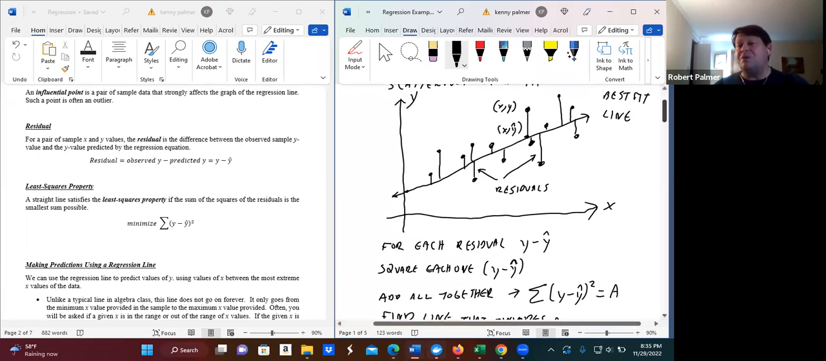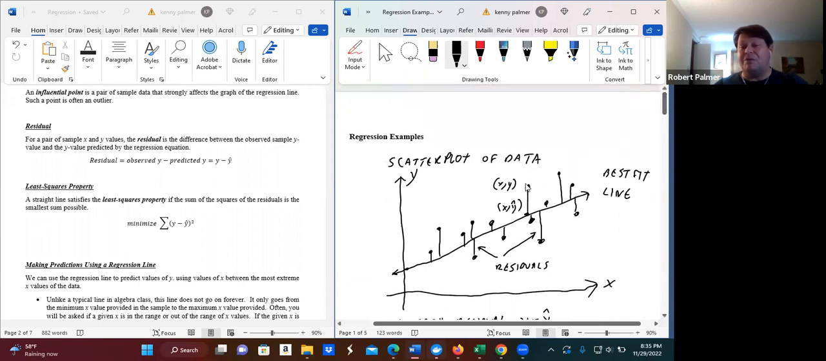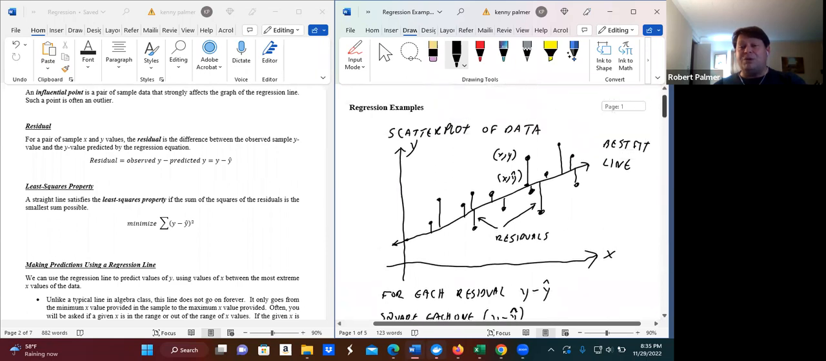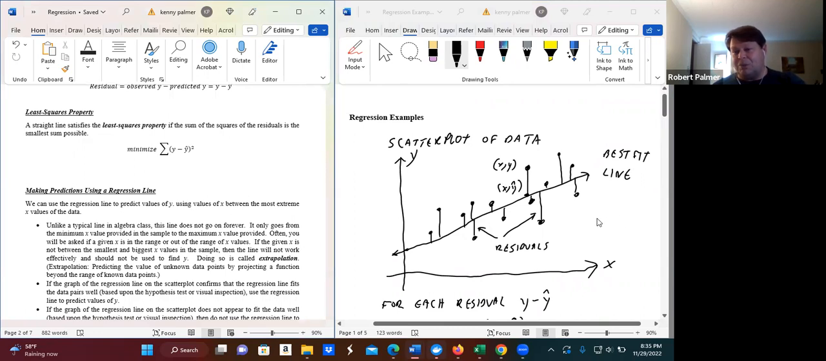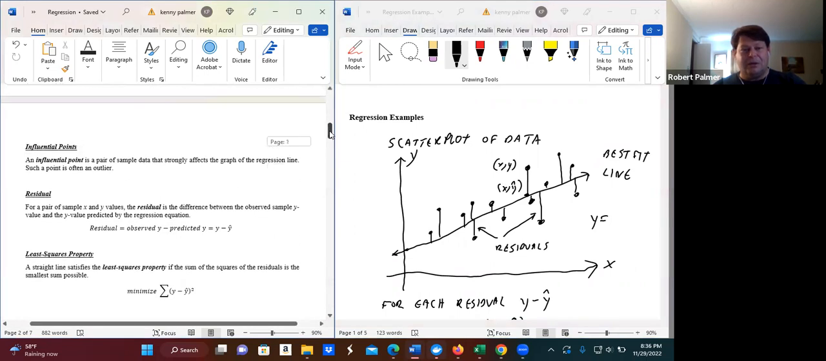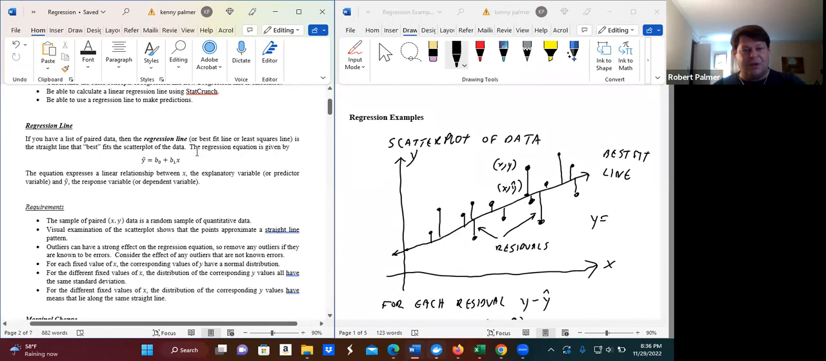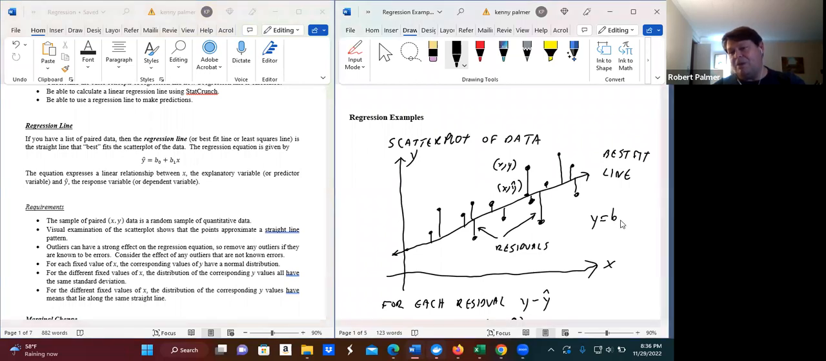Now, one other thing: this is for linear data, for data that appears to fit on a straight line. You can also do regression lines for other types of graphs as well, but we're just focusing on linear right now. So that's our best fit line, and once again, that is the equation. You can write this over here. So y is equal to, make sure I use the same notation they do, y is equal to B0 plus B1 times X. Of course, X is the X value, and B1 is the slope of the line you get, and B0 is your y-intercept.